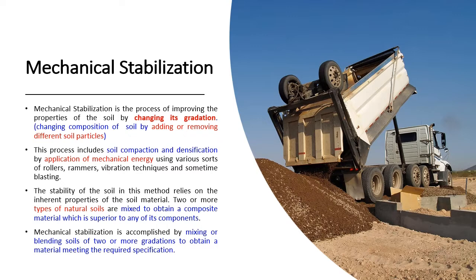This process includes soil compaction and densification by application of mechanical energy using various sorts of rollers, rammers, vibration techniques, and sometimes blasting. The stability of the soil in this method relies on inherent properties of the soil material. Two or more types of natural soils are mixed to obtain composite material which is superior to any of its components. Mechanical stabilization is accomplished by mixing or blending soil of two or more gradations to obtain material meeting the required specification.